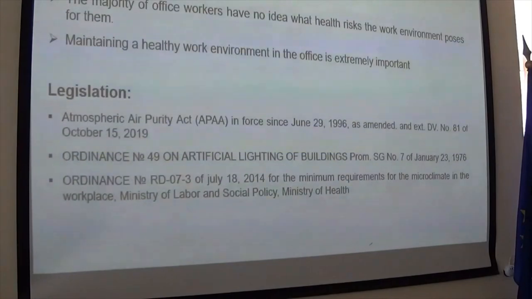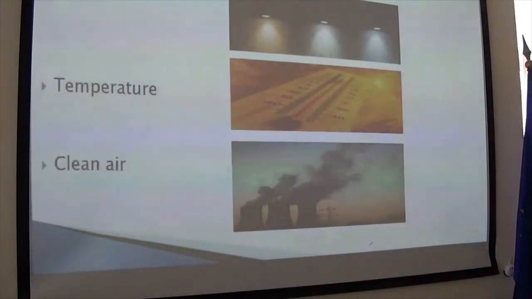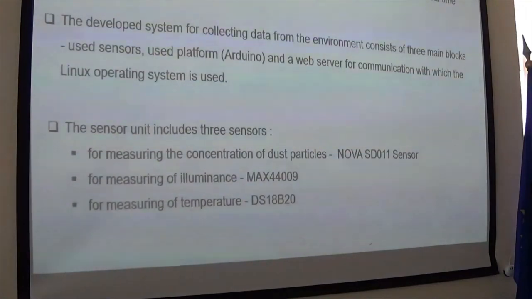In our country, the permissible values of parameters such as particulate matter, level of lighting and temperature are set in the Atmospheric Air Purity Act, Ordinance number 49 on artificial lighting of buildings and Ordinance number RD73 about minimum requirements for the microclimate in the workplace. The main factors that influence health when working indoors are lighting, temperature, and clean air, that is, dust pollution. This determines the purpose of our report: to develop a system for monitoring the environment to provide real-time information on the condition of the air in the workplace.